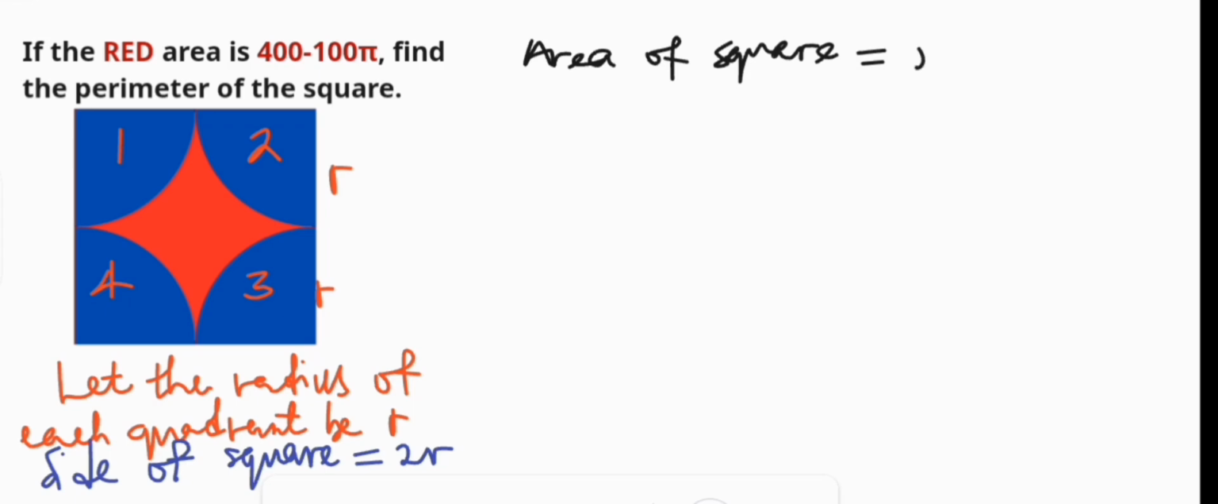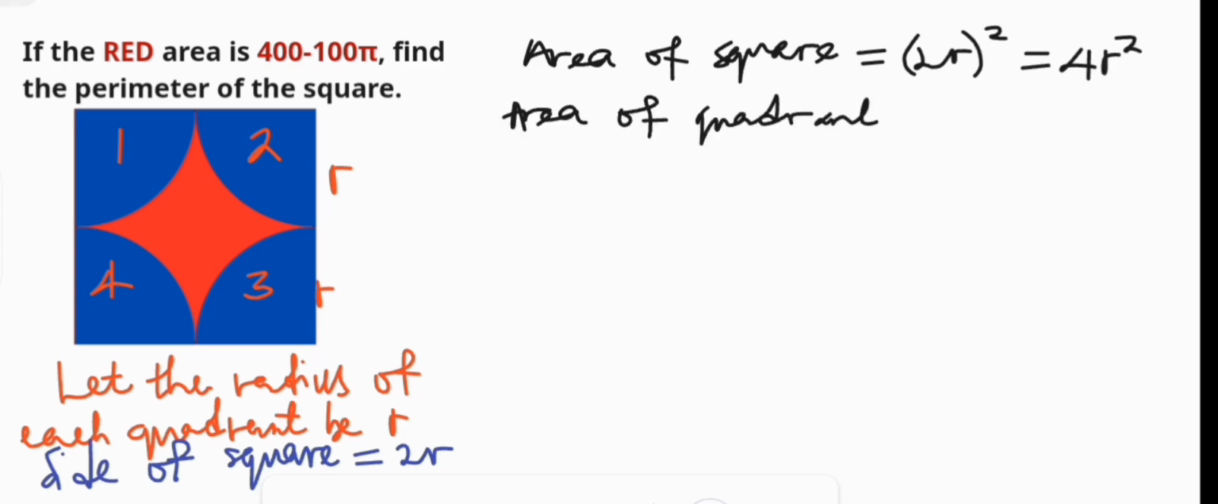Area of the square is 2r squared, the square of the length of the side, which is 4r squared, with a quadrant being a quarter of a circle. So the area of each quadrant is 1 over 4 of pi r squared, the area of a circle. And the red area is the area of the square minus area of the 4 quadrants.